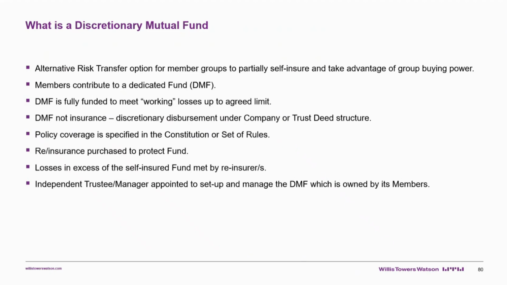So it's not insurance, it's called discretionary distribution under a company or trustee arrangement. The equivalent of a policy is specified through a constitution or scheme rules. Reinsurance, as I mentioned, is purchased to protect the fund. Losses in excess of the fund are met by the reinsurers, and an independent trustee, a manager, I mentioned this to Ian before, that there's a trustee set up independent to control and manage the monies belonging to the members within the fund.